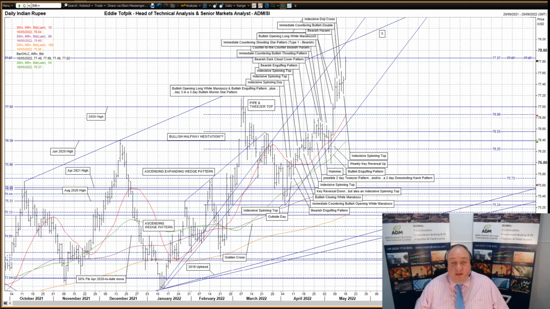We still have overhead target X in the 78.30 area. This is the target for the possible whole of the 2022 action, being a possible bullish halfway hesitation. In between we have the middle time and the upper trend line, currently 78.13, of the late August to date ascending wedge pattern. So far today, a new all-time high open and a strong move higher into fresh territory of what looks right now like a bullish opening long white Mariposa.